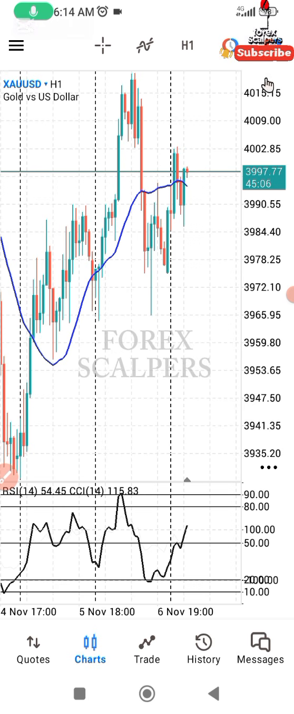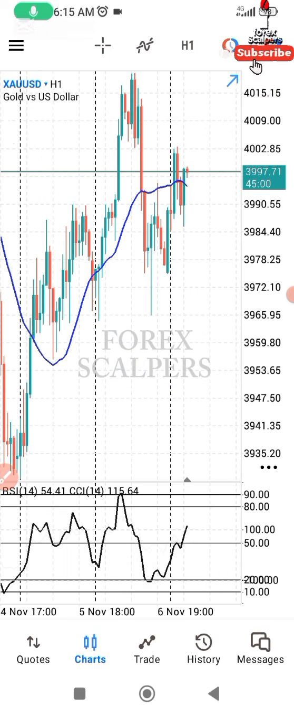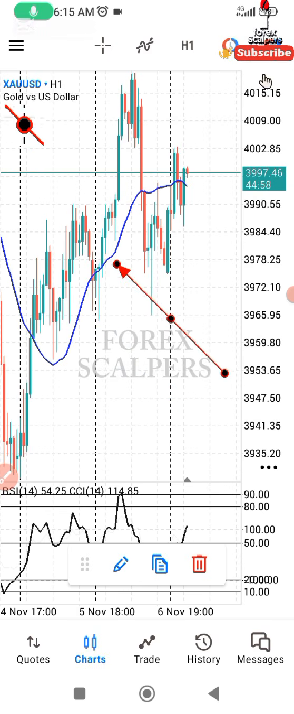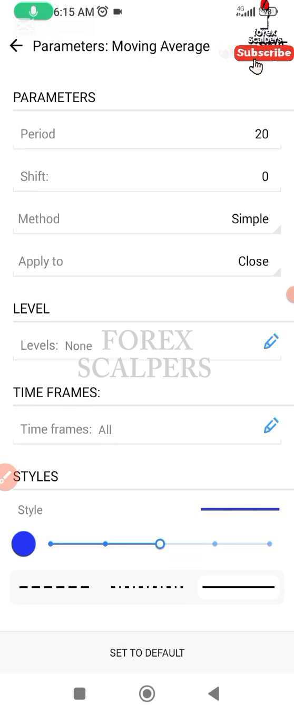First, you begin your analysis from the 1 hour time frame. And on the 1 hour time frame, you are going to pay attention to your indicator. The indicator on your chart is your moving average and the period is 20. So let me show you. This is moving average, period is 20, shift is 0, simple.